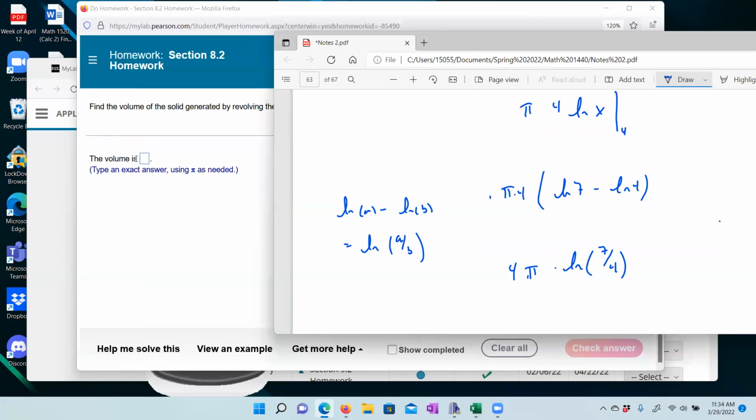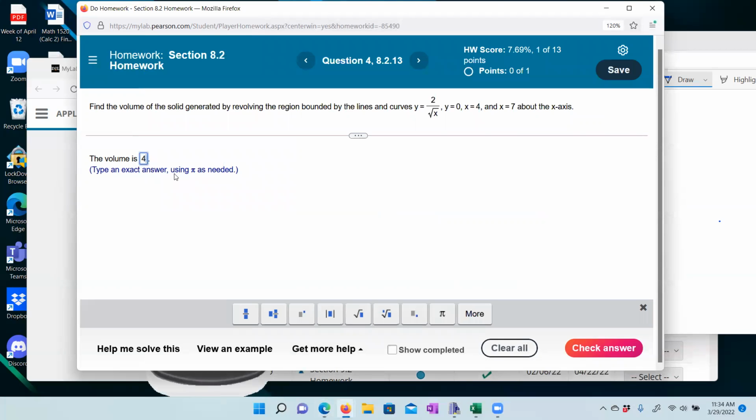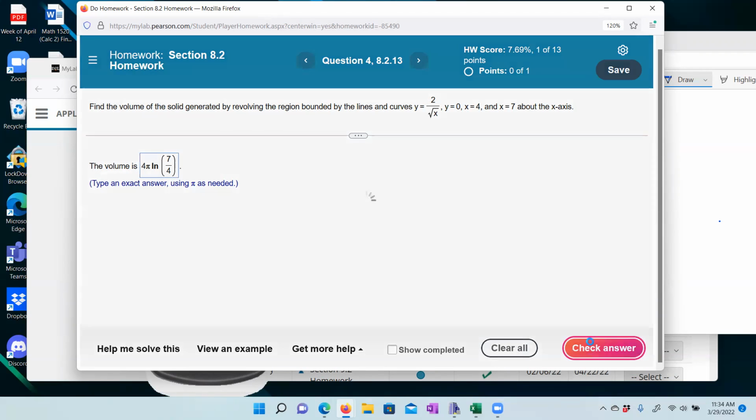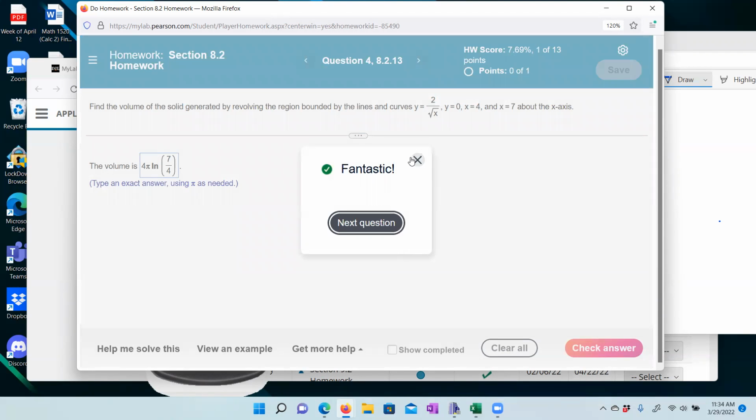So we're going to have 4 pi times ln of 7 over 4. I don't think they're really going to get mad at you if you have ln of 7 minus ln of 4. So we'll see. Check this out, and then where we are.